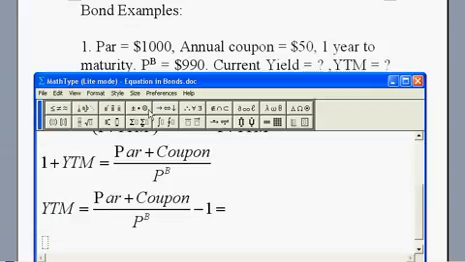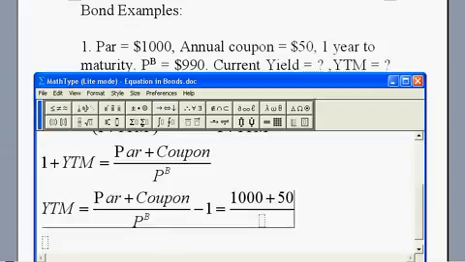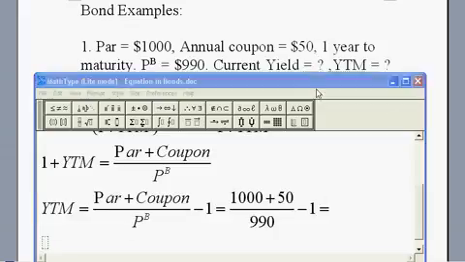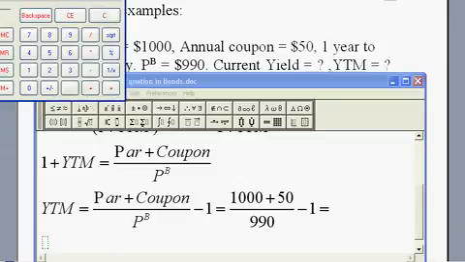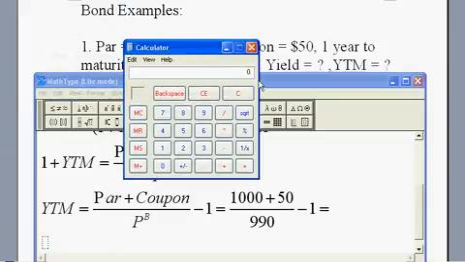Now we can put every number into this calculation. The par again is $1,000, then the coupon is simply $50. The bond price $990, right? Then minus 1. And that gives me what? I still need my calculator here. Okay, it is 1050 divided by 990. We got 1.060606. That's not really an interest rate, right? So that's why we need to minus 1 here.